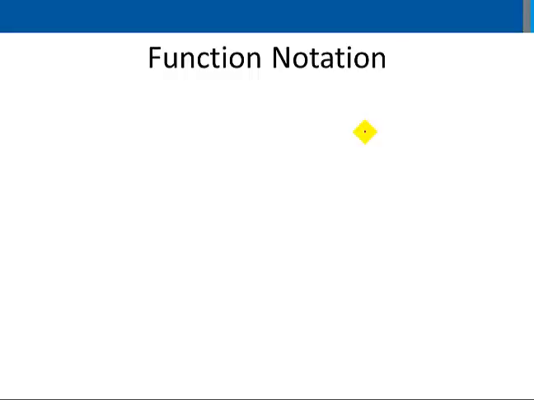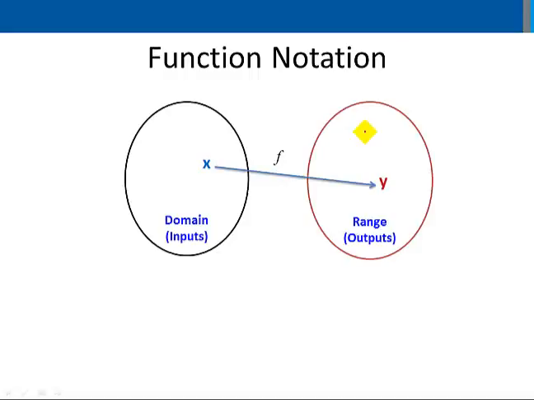To represent any of the inputs in the domain, we often choose a variable, the most common being x, and we often use y to represent the output in the range that is matched with x. F is frequently used to name the function that matches outputs with inputs. Keep in mind that other function names such as g, h, and r may also be used.